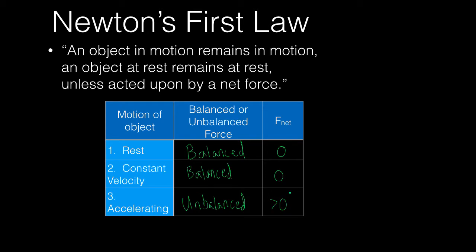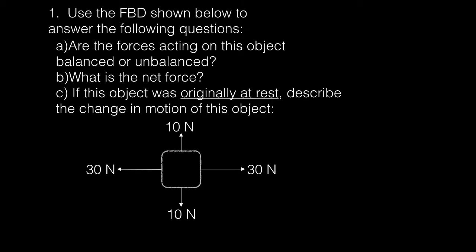All right, let's try a few physics problems dealing with Newton's first law. In this first problem, it says to use the free body diagram shown below to answer the following questions. In the first question, it says, are the forces acting on this object balanced or unbalanced? And before we talk about it, maybe it's important to review in physics the sign notation. If you've got an object moving up, the sign is positive. If it's moving to the right, it is also positive. But objects that move to the left and objects that move down have a negative sign.